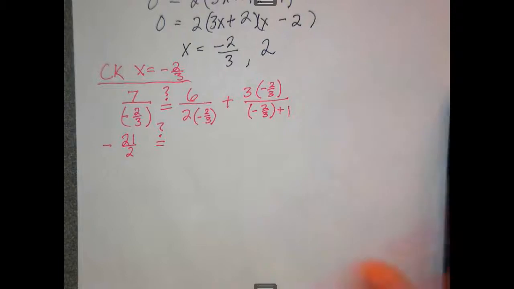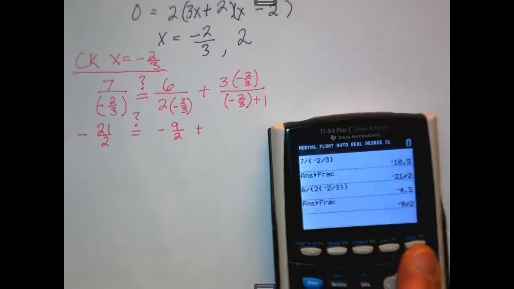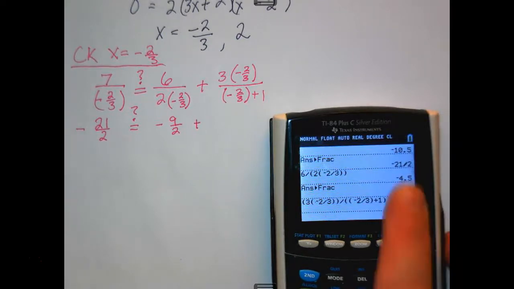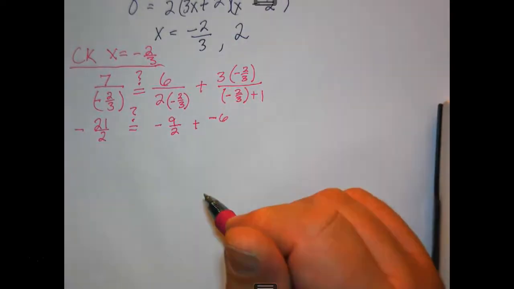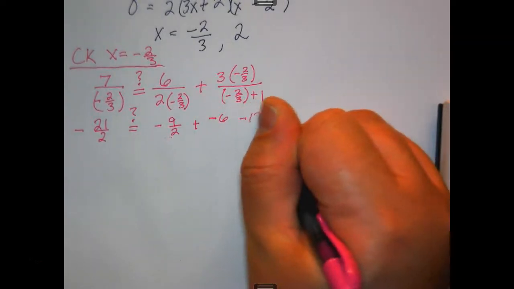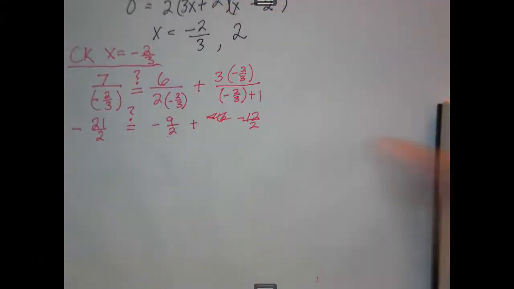Negative 9 halves plus negative 6. And if we make those halves, because we have half here, it would be negative 12 halves. So yes, it does. So this is checked.